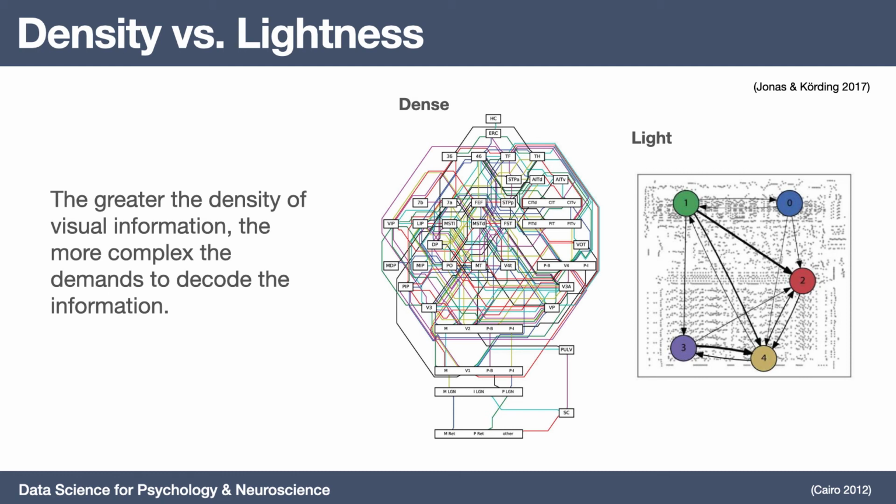Next, there's a balance between density and lightness. The greater the density of visual information, the more complex the demands to decode that information. For example, the plot here in the middle is a variant of a classic diagram of the macaque visual system, going from the retina all the way up to high-level visual areas. And it looks like a very complex subway map with lots of dense connections.